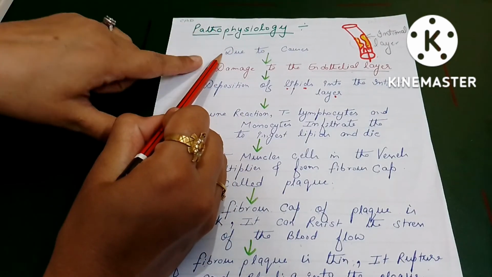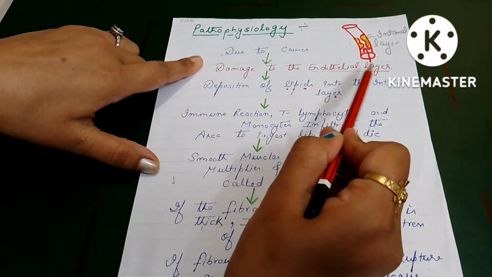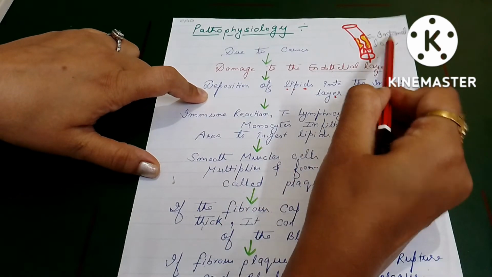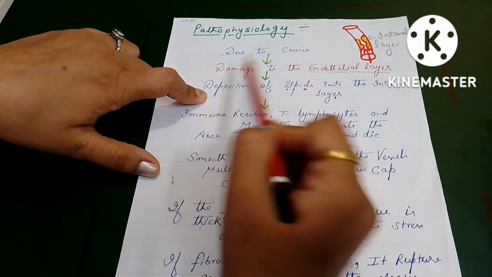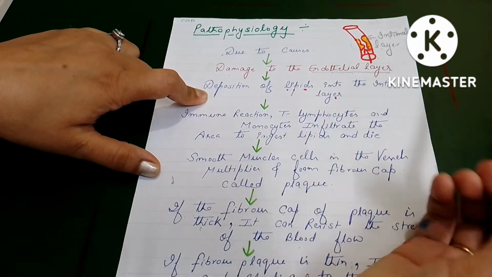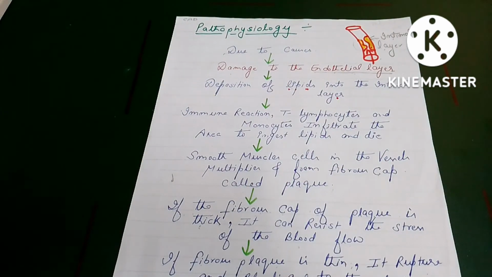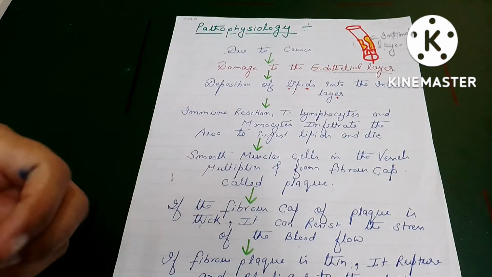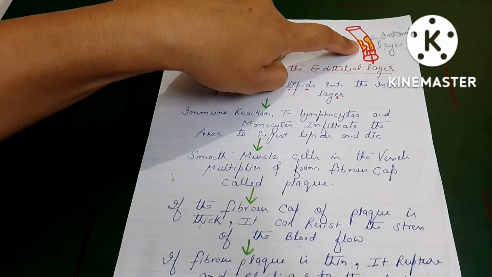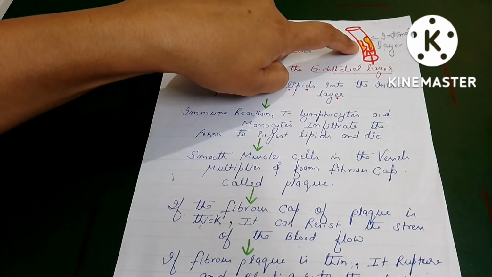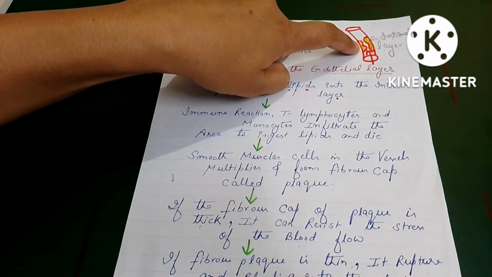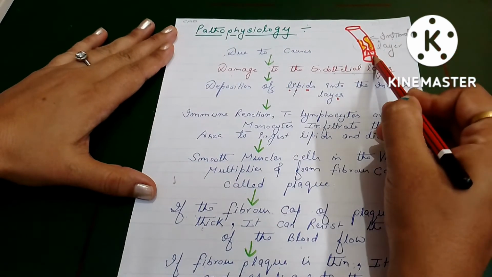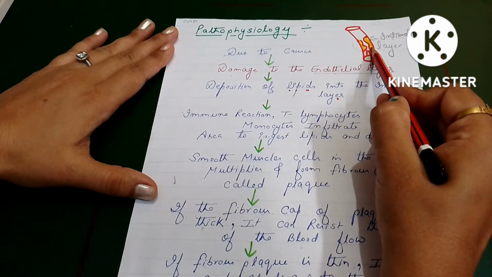If due to any cause there is damage of the endothelial layer, the intimal layer being made up of endothelial cells, then fats, lipids and cholesterol will accumulate here. It does not happen initially; it happens after a long period of time, after a chronic condition, over decades. So in the intimal layer the lipids get deposited.